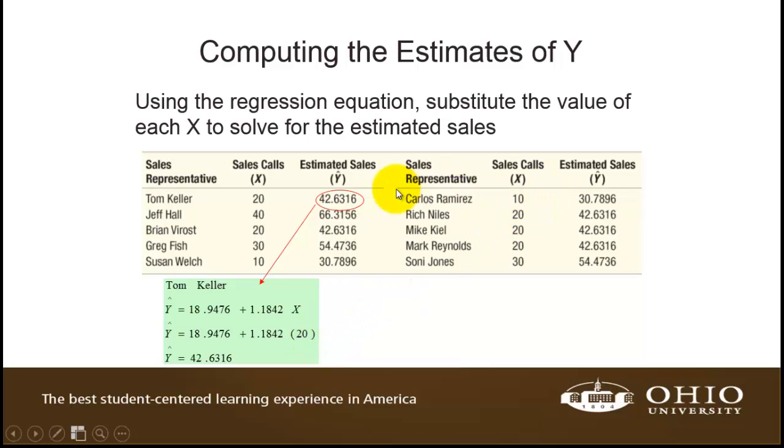Here we have some possible values computed using the regression equation that we just looked at. Remember, the regression equation is 18.9476. This was the intercept. This is the slope. If you put 20 in here for x, you get 42.63. If you put 40 in here for x, you get 66.31, and so on.